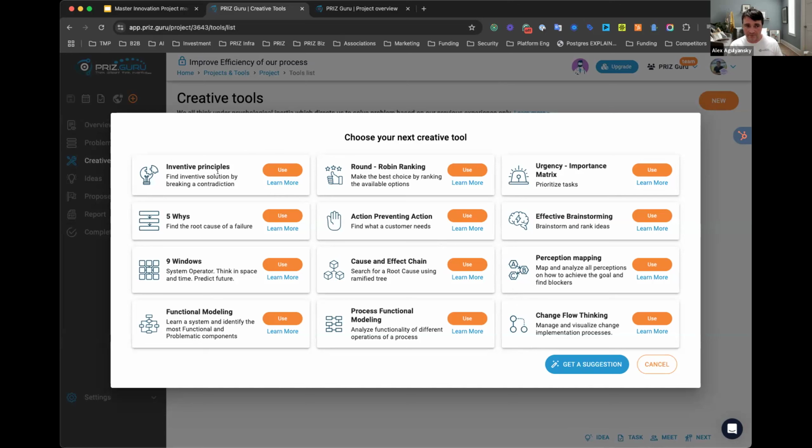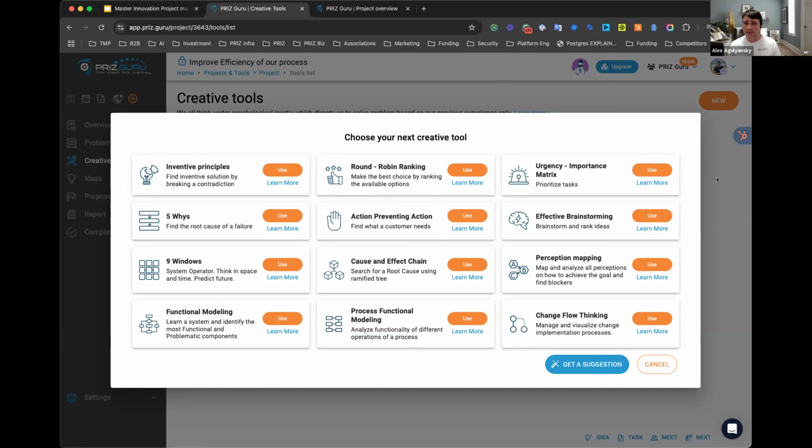For example, the inventive principles help us break through a very particular contradiction once we find the contradiction, and find innovative solutions. Round-robin ranking is to make a choice or a decision between multiple different options, because we as human beings are not capable of doing that efficiently. Again, it's trying to make a completely inefficient process a little bit more efficient.